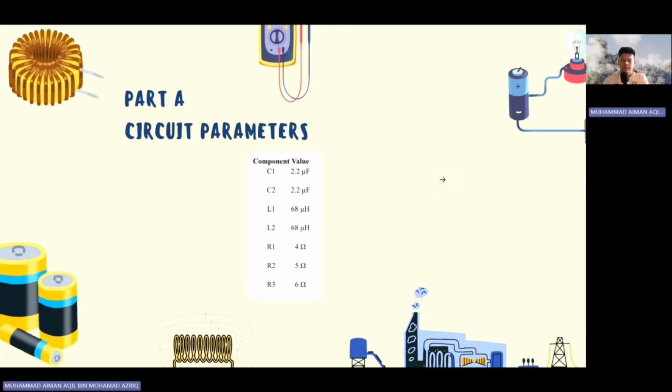Next, I will explain about the part A circuit parameters. For capacitor 1 and 2, we will use the same value, which is 2.2 microfarad. Same goes for inductor L1 and inductor L2, we will be using 68 microhenry. For the resistor R1, we use 4 ohms, R2 we use 5 ohms, and R3 we will be using 6 ohms.